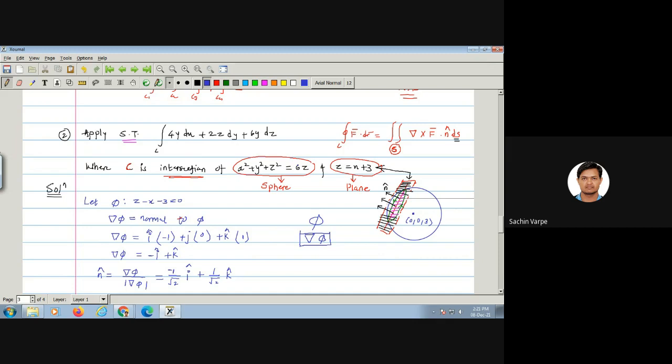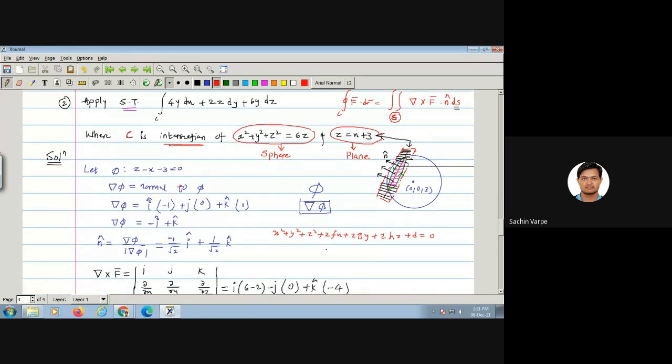Suppose it is here, what is the standard equation? It is x square plus y square plus z square plus twice fx plus twice gy plus twice hz plus d equal to 0, right? Then what is the center then? F, G, H, na? Or minus f, minus g, minus h, na? Yes, sir. Something like this.